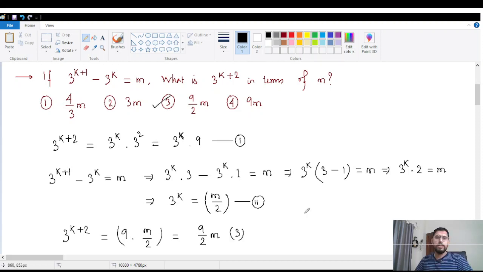So this is how we are going to solve this problem. First, we expanded 3 to the power of k plus 2. Then we expanded this equation and tried to get 3 to the power of k in terms of m, and then we substituted it in the first equation to get the final answer. So this is how we are going to do this particular problem.